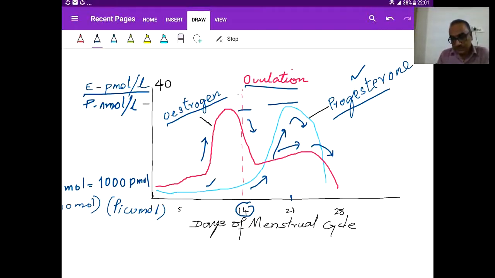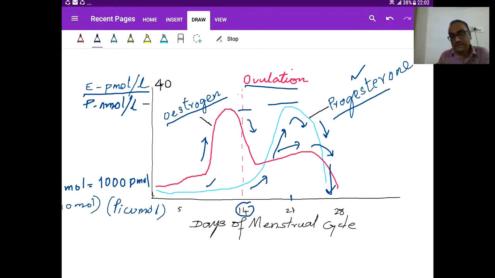Now suppose after the 21st day there is no implantation, no pregnancy. Then we see the levels of progesterone come down, decline completely. Progesterone is withdrawn. Why is it withdrawn? What happens if there is no pregnancy? The corpus luteum undergoes shrinkage and forms the corpus albicans, and that's why the progesterone secretion stops, and therefore we see the curve coming down.